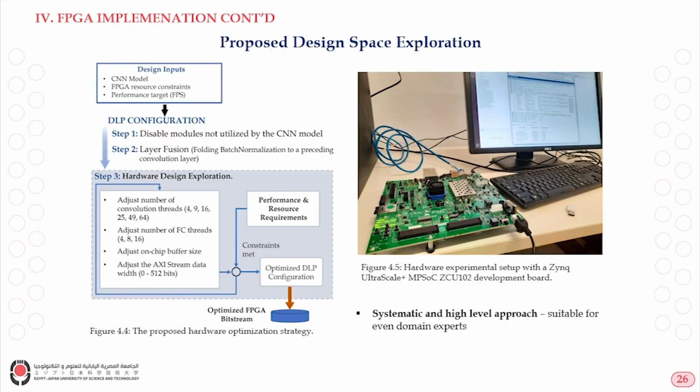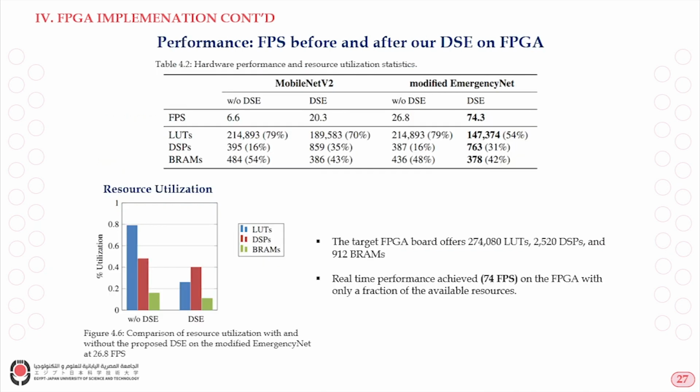So this is the proposed design space exploration, how we tweak the configuration of this processor to fit into the FPGA. We did it in a systematic way, changing the number of parallel computations in the hardware and observing how it performs in terms of memory as well as speed. So this was the setup that we did. From this setup, we compare before and after.